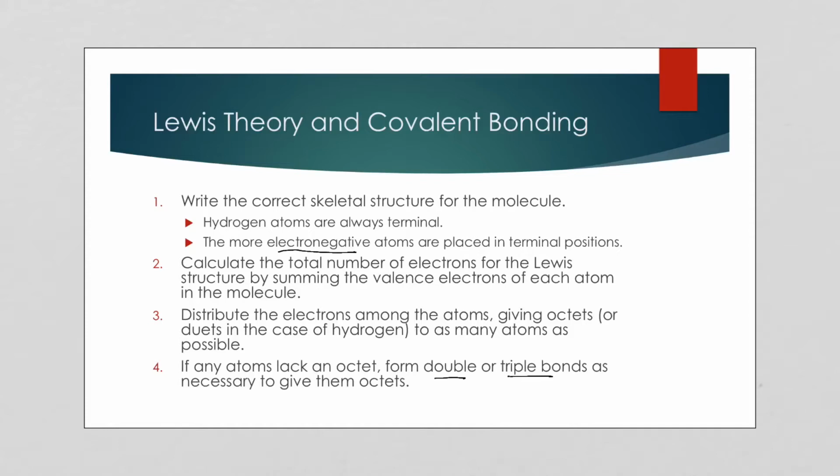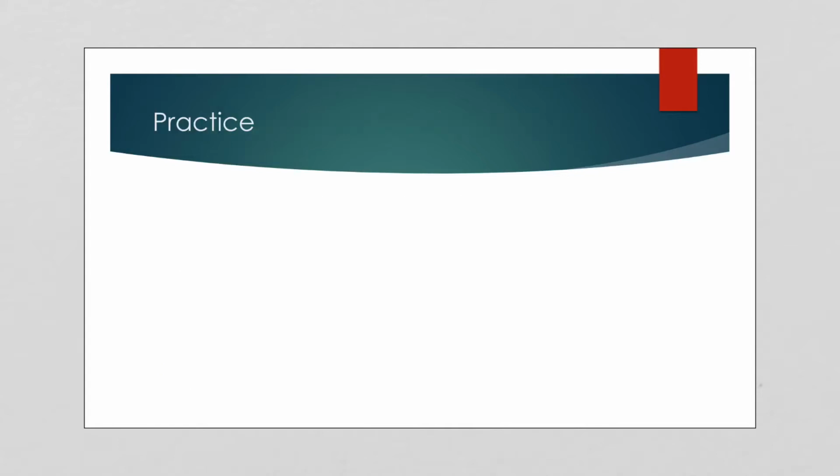Okay, so enough talk of the rules. Let's just draw some structures. Let's start with something reasonably simple. We're going to do SBr2 as our initial structure. The first thing we're going to do is try to draw out our skeletal structure.